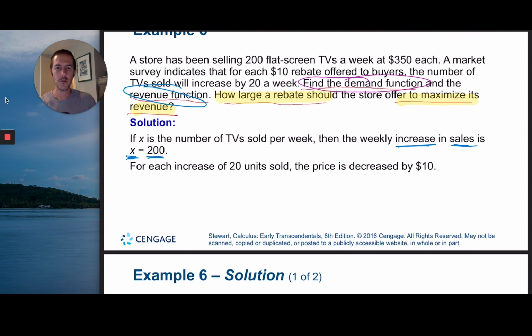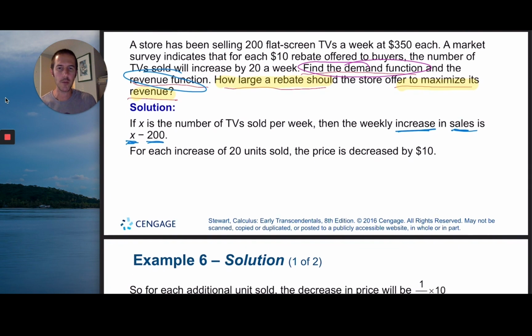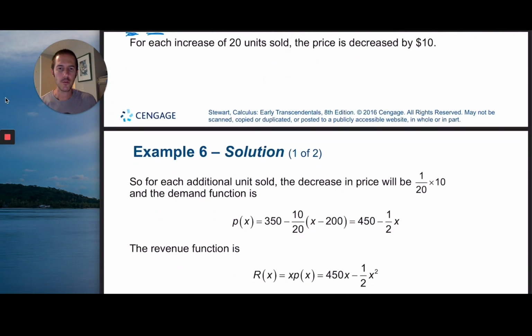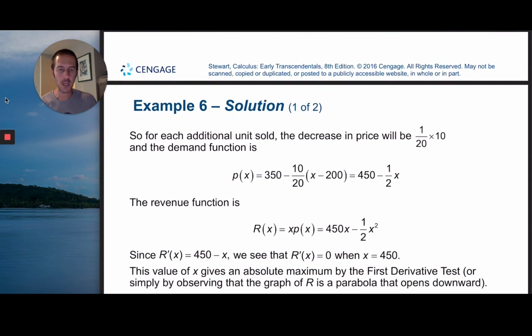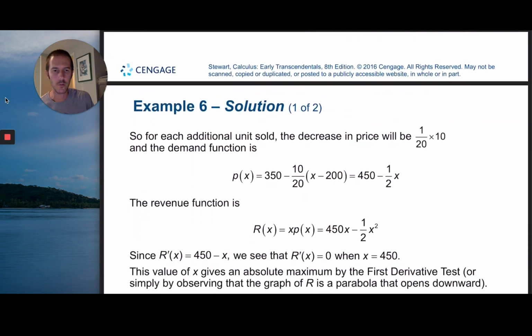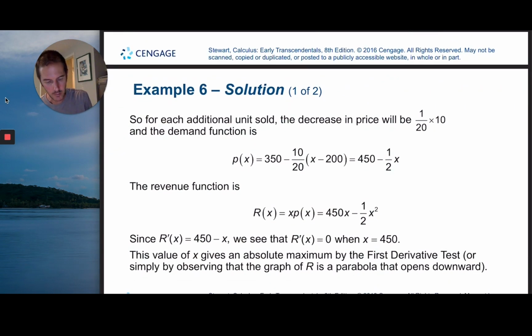For each increase of 200 units, the price is decreased by 10. So for each additional unit sold, the decrease in price would be, this is, make sure that the numbers line up, it's $10 per 20 units sold. So this is dollars, that's on the 10, and this is 20 units.